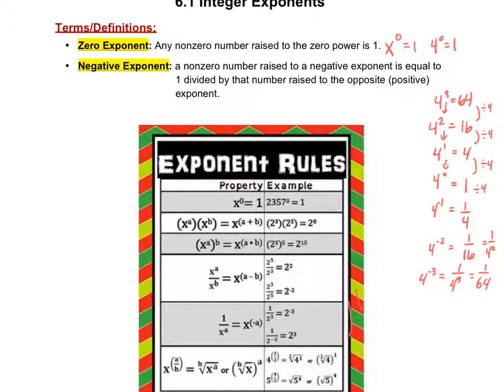Some of these exponent rules that you're seeing here are carryover from pre-algebra, so there'll be that separate video on exponent rules posted.